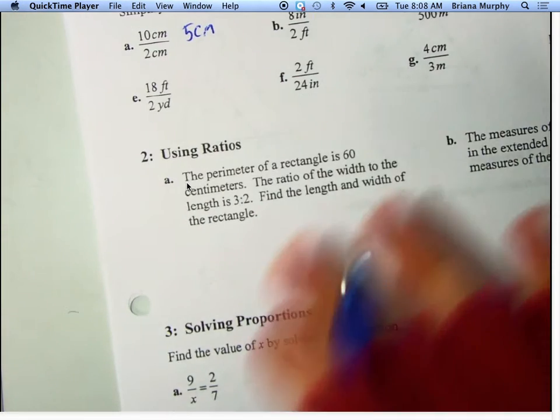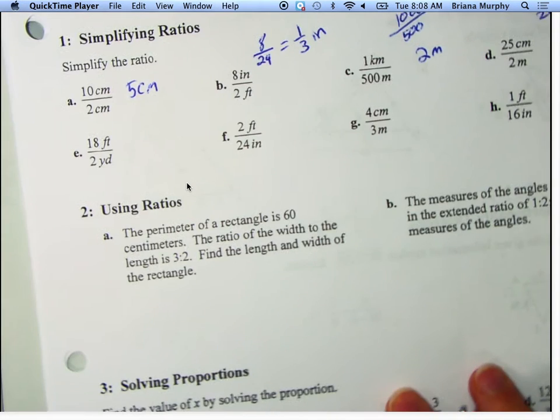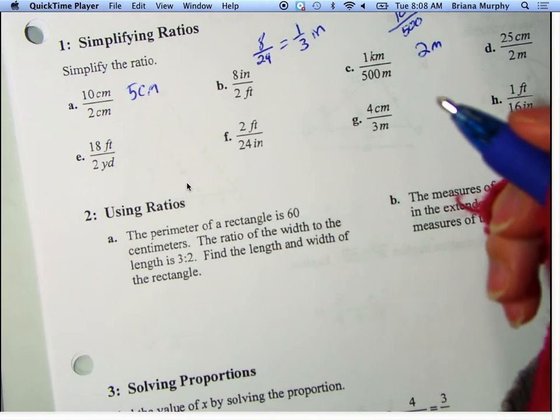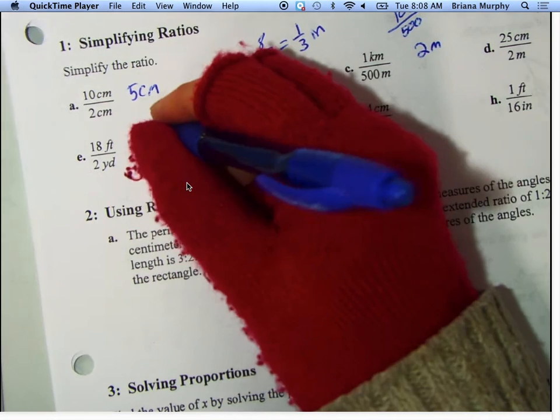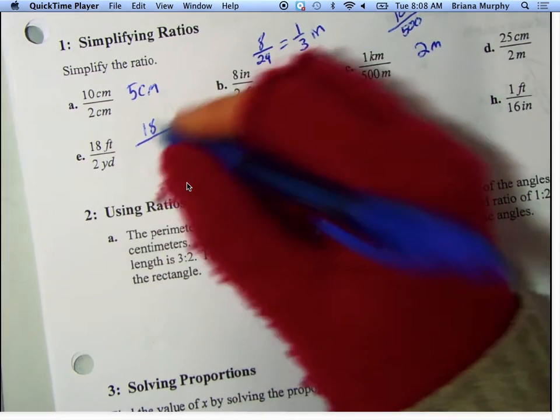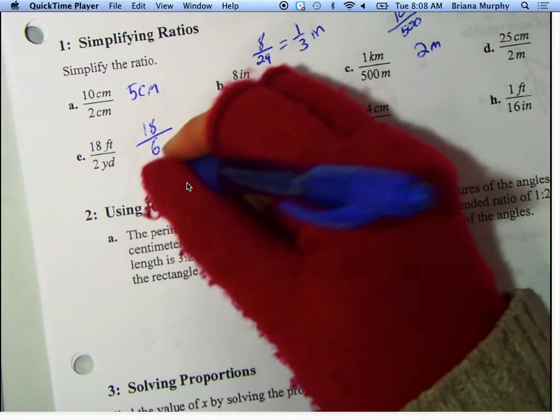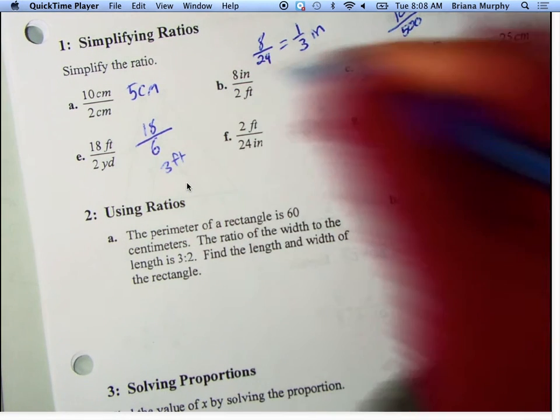You can do the yards. Okay, let's do yards to feet. How many feet are in a yard? 3. Okay, so we've got 18 feet over 6, so that gives us 3 feet. Okay, we're gonna move on.